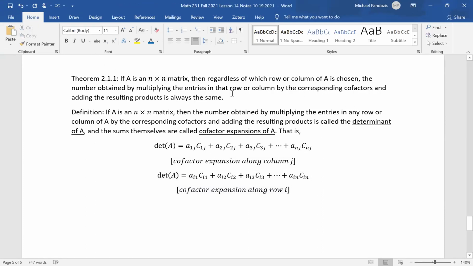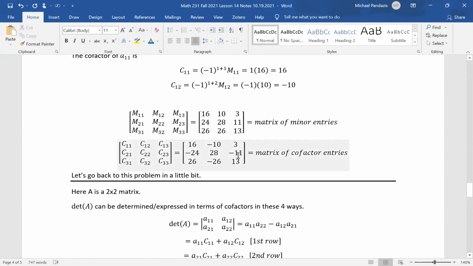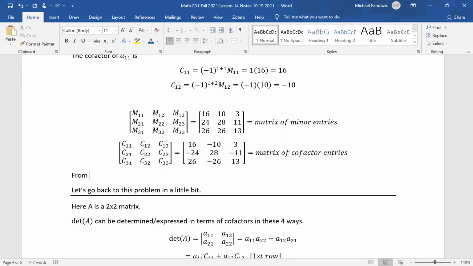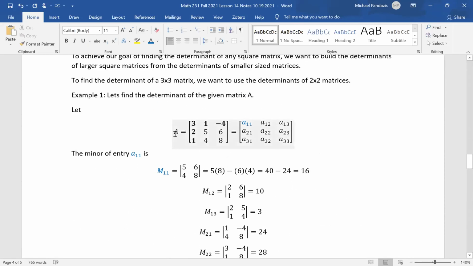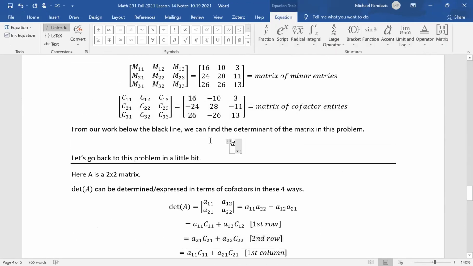And so this gives a way of finding the determinant of a matrix in terms of cofactors along any row or any column. Very quickly, for this example, we have the cofactor entries for every entry of the matrix. And so from our work below the black line, we can find the determinant of the matrix in this problem. Okay, so the original matrix A was this matrix. And now we just want to find the cofactor expansion along any row or any column.